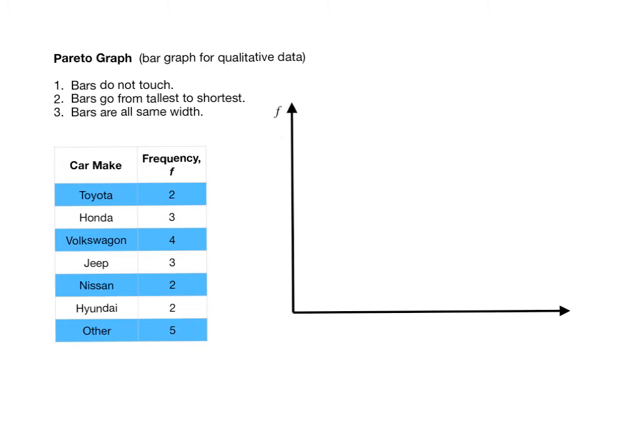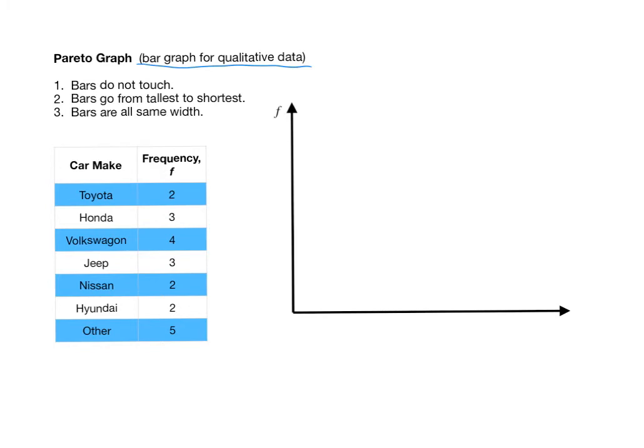One of the visual ways that you're expected to be able to present qualitative data is through a Pareto graph. And a Pareto graph is just a nice fancy name for a bar graph for qualitative data. So we're going to create a bar graph. Now there's 3 particular rules that you got to keep in mind as you create the bar graph. One is that the bars do not touch in a Pareto graph, specifically in a bar graph for qualitative data. With quantitative data, the bars do touch, but bars do not touch in a Pareto graph. Bars should go from tallest to shortest, from left to right, that is, and bars are all the same width.